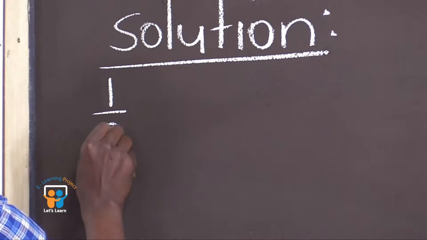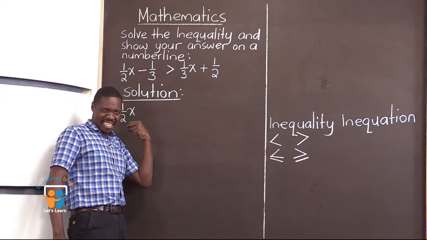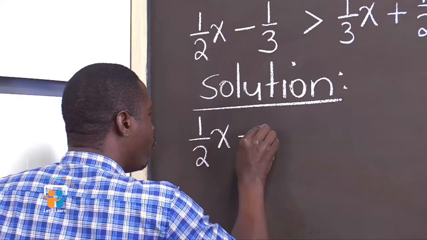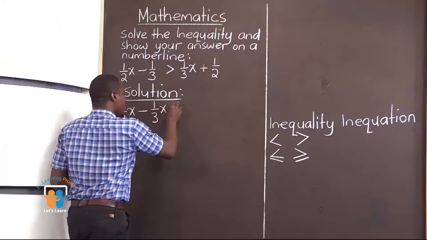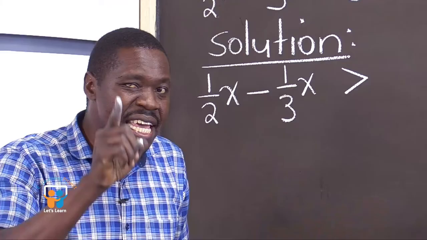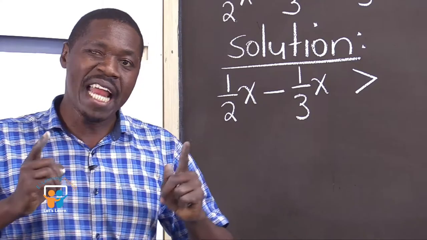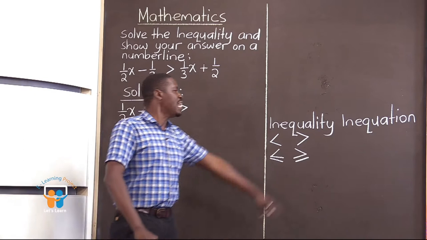We get the positive a third x. We transfer it to the left-hand side. It is a positive, but when it crosses, it becomes a what? A negative. Wonderful. So a negative a third x, which is greater than... Please maintain the inequality symbol. Some of you normally make a mistake and change this inequality symbol into an equal sign. We are dealing with inequalities, not equations.